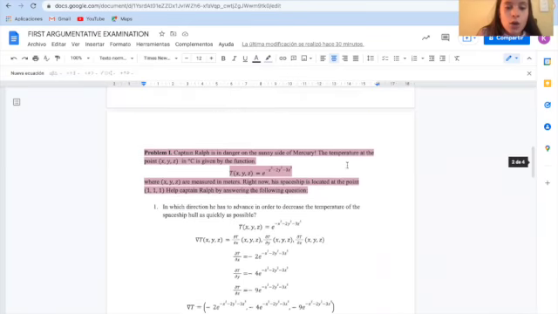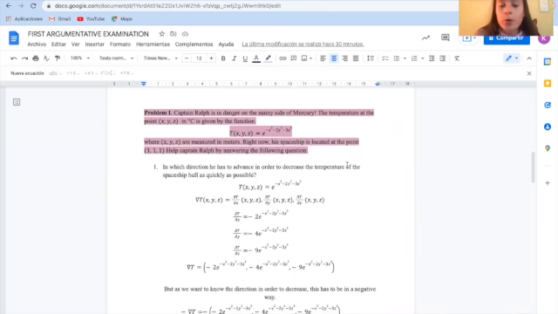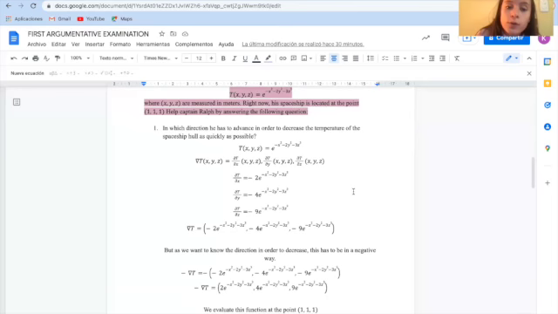So let's start. First of all, we will start with problem one, where we have to help Captain Ralph by answering the following questions. The first one is in which direction he has to advance in order to decrease the temperature of the spaceship hull as quickly as possible.